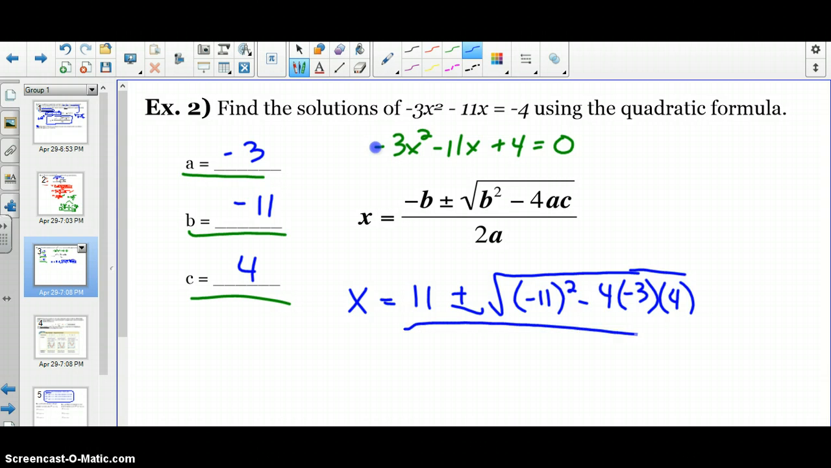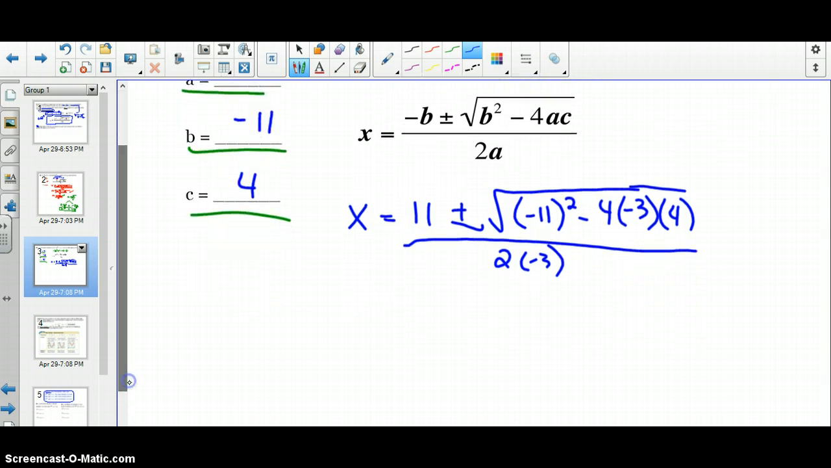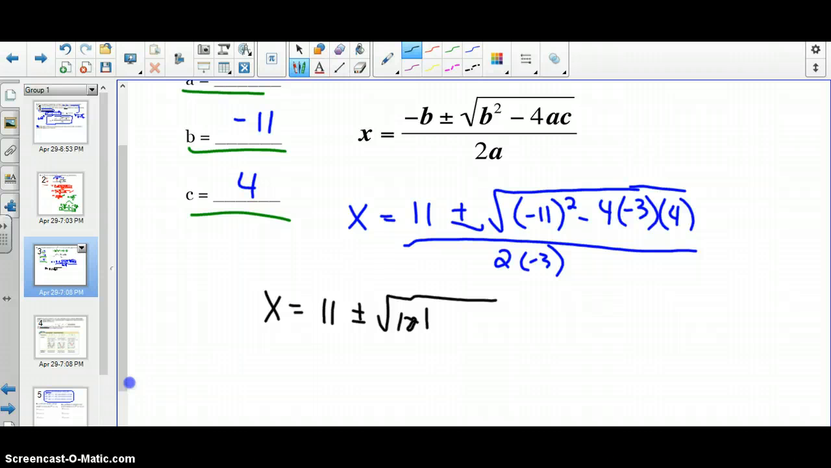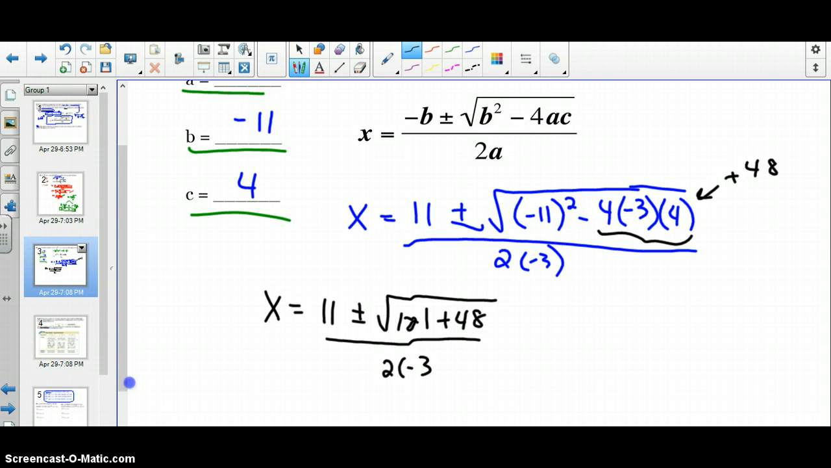All divided by 2 times negative 3. Okay, hopefully you plugged all that in right. Let's go through and simplify. So x is equal to 11 plus or minus the square root of 121, which is negative 11 squared. And over here, this is going to turn out to be plus 48, so I'm going to add 48. Divide that by 2 times negative 3, which is negative 6.